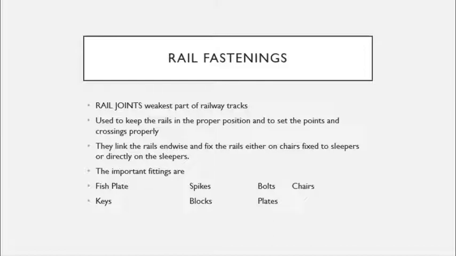The rail fastenings link the rail ends and fix the rails either on chairs fixed to the sleepers or directly on the sleepers. The important fittings that we use to fix these rails are key plates, spikes, bolts, chairs, keys, blocks and plates. So in the following slides we will discuss in detail what these fittings are.